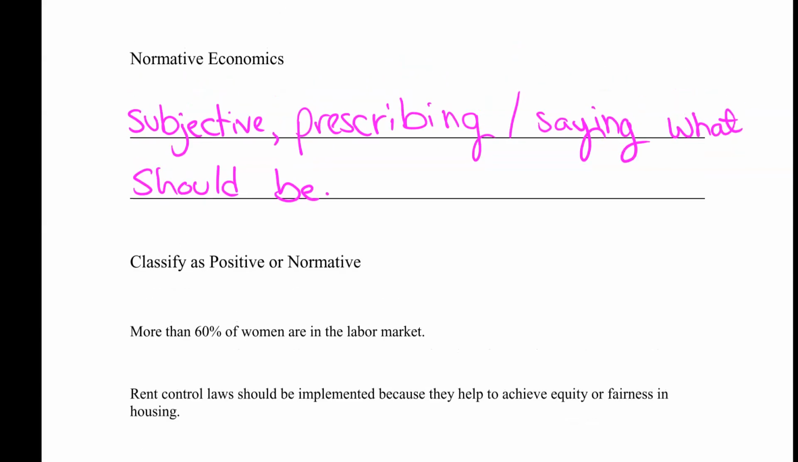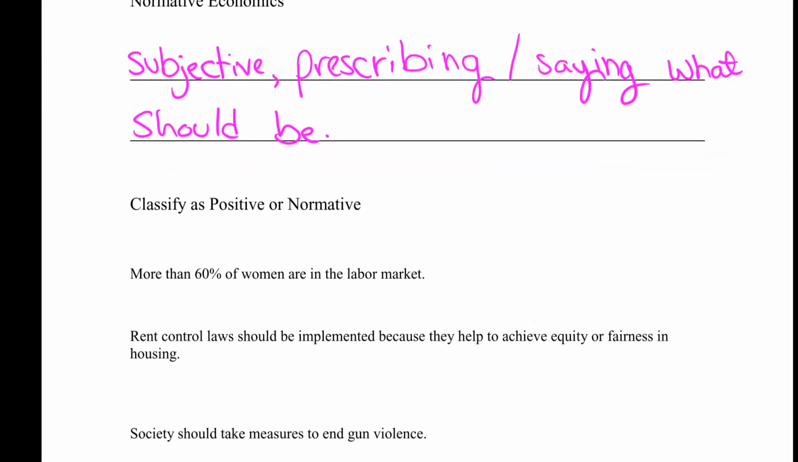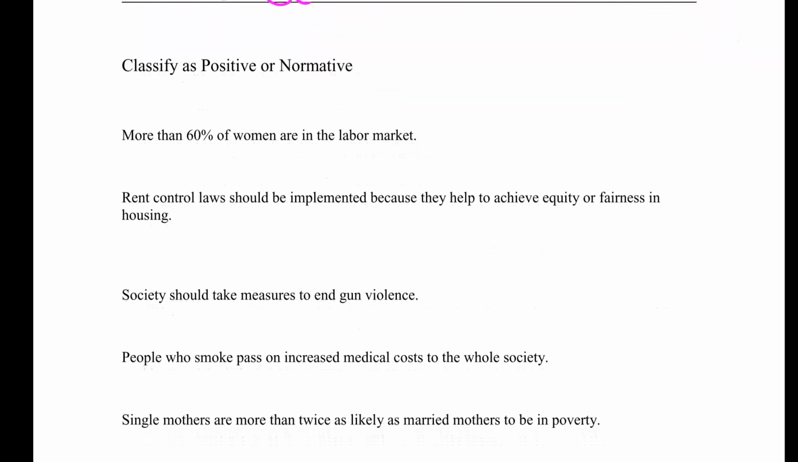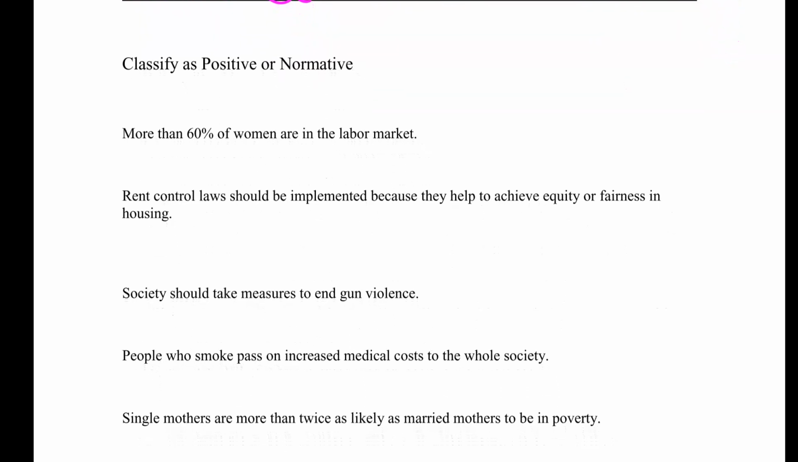We've got some examples down here. So what I want you to do is pause the video and classify these as positive or normative. So normative is making a judgment and saying what should be. Positive is just describing what is.